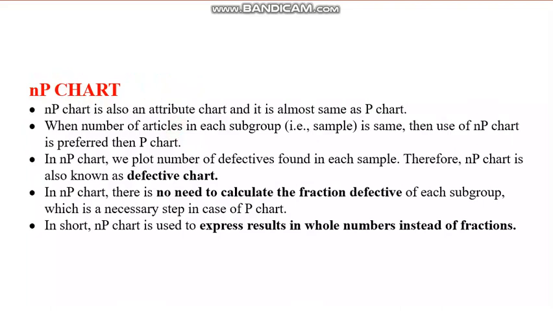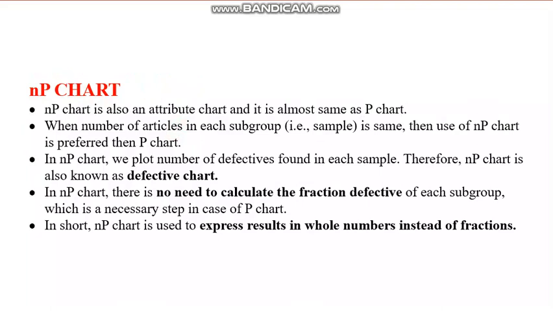Now the next attribute chart. This is NP chart. Totally we are going to see 4 types of attribute charts. First one we have seen, P chart. Second one we are seeing now, that is NP chart. And the third one we'll see C chart, and the fourth one we'll see U chart. Okay, these are the 4 charts for attributes and 2 charts for variables. The 2 charts are X bar chart and R chart.